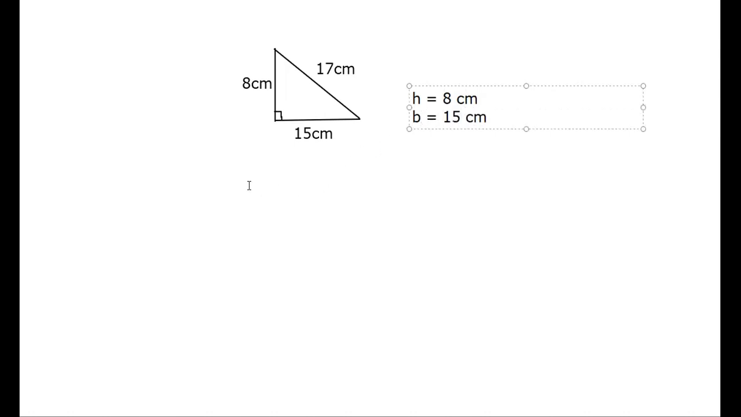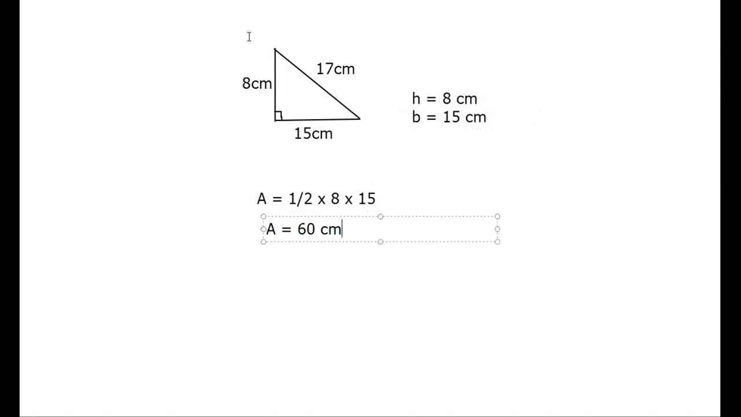Okay, now with this, let's find out the area. So area will be equal to half multiplied by 8 multiplied by 15. So half of 8 is going to be 4. 4 multiplied by 15, how much is 4 multiplied by 15? 60 square centimeters. This is what most of you had asked me about this question.